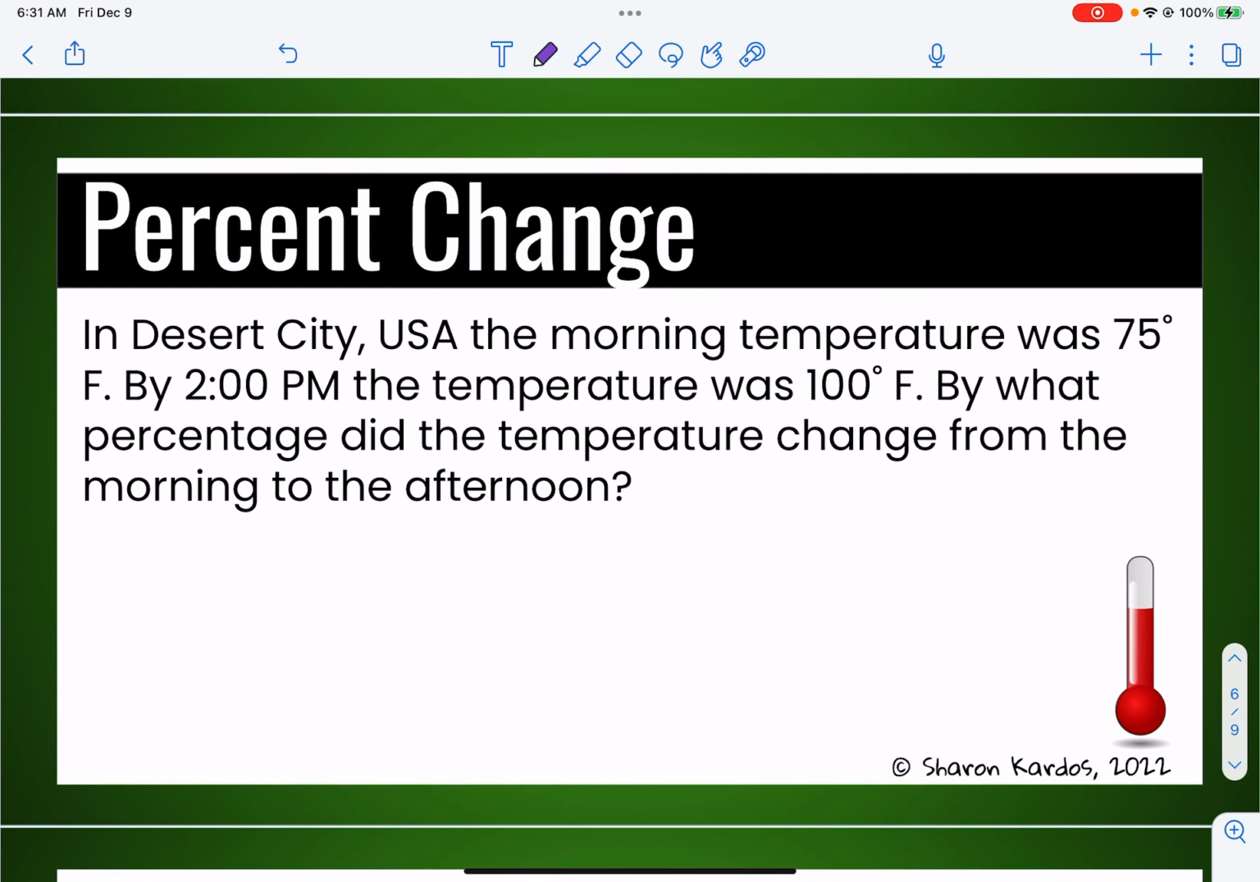This one says, in Desert City, USA, the morning temperature was 75 degrees Fahrenheit. By 2 o'clock p.m., the temperature was 100 degrees Fahrenheit. By what percentage did the temperature change from the morning to the afternoon? So take a minute, pause the video, look at the formula if you need to, see if you can figure out the answer, and then come on back to the video and we'll check it.